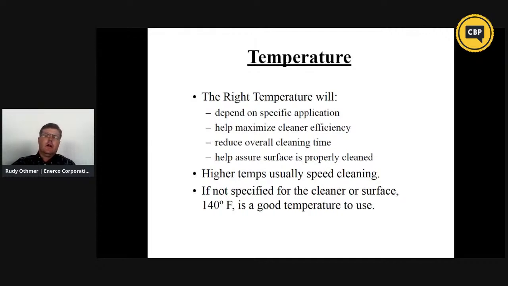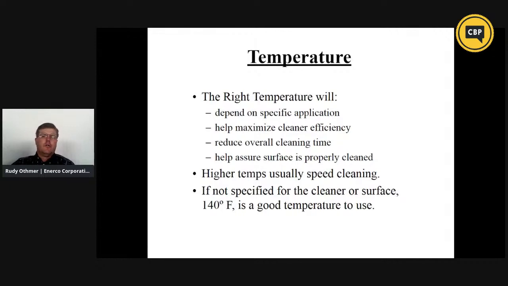Our molecular activity doubles approximately for every 10 degrees increase in Fahrenheit in temperature. So at 130 degrees Fahrenheit, we'll have half as many molecular collisions as we will at 140 degrees Fahrenheit, and so on and so forth. So temperature is extremely important. If we can get higher, we're generally better off.